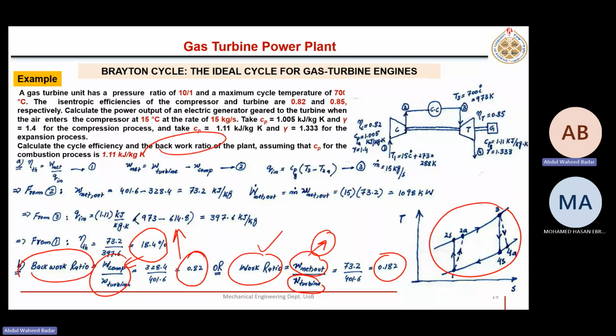Why don't they use an external source to operate the compressor? What is an example of an external source? Some other power plant, okay.